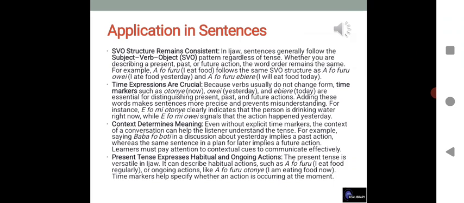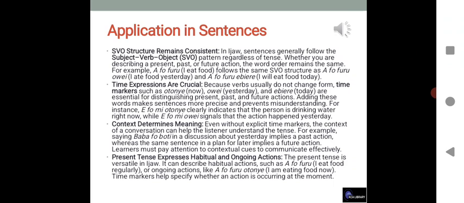SVO structure remains consistent. In Ijaw, sentences generally follow the subject, verb, object, SVO, pattern across all tenses. Whether describing present, past, or future actions, the word order remains unchanged. For example, Efo furo, I eat food, follows the same SVO structure as Efo furo away, I ate food yesterday, and Efo furo ebia, I will eat food today. This consistency makes sentence construction predictable and easier for learners to master.